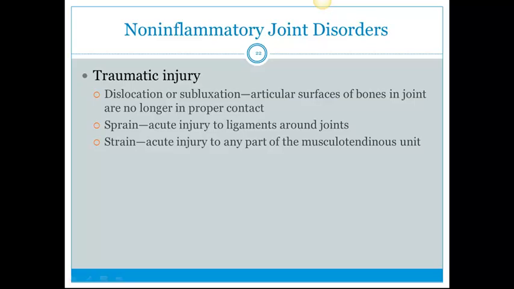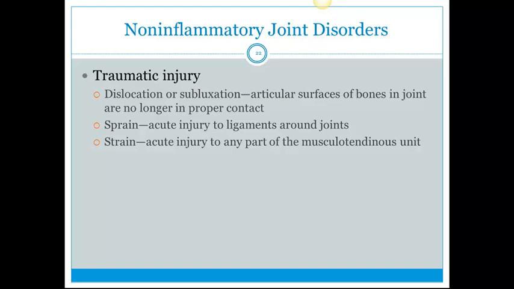So, traumatic injury. Dislocations or subluxation is where the articulating surfaces of the bones in the joint are no longer in proper contact. Sprain is an acute injury to the ligaments around the joints. Ligament is the key term. So for sprains, it is ligaments only, and ligaments attach bones to bones. So we need to keep sprains and strains apart. You will need to know the difference for your exams.